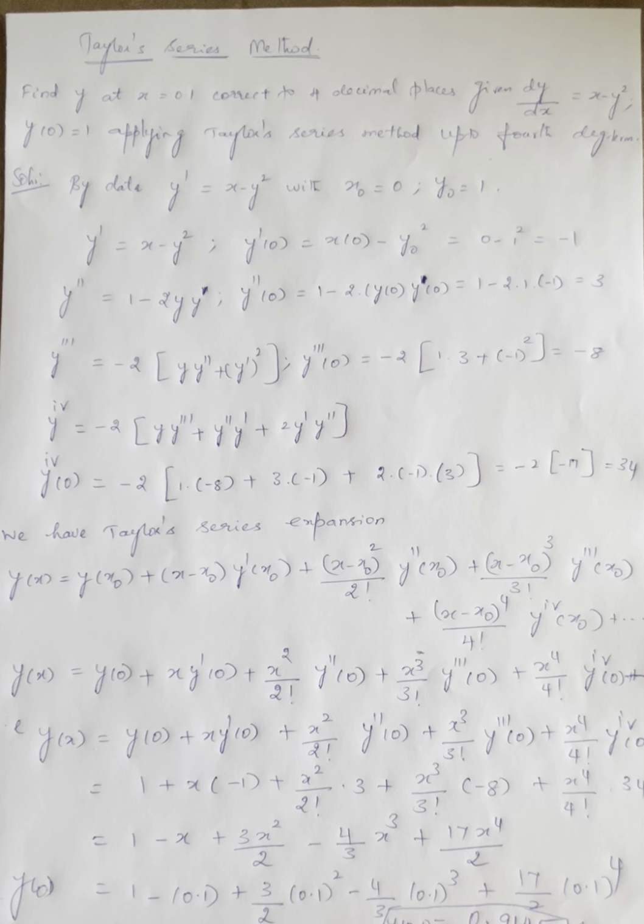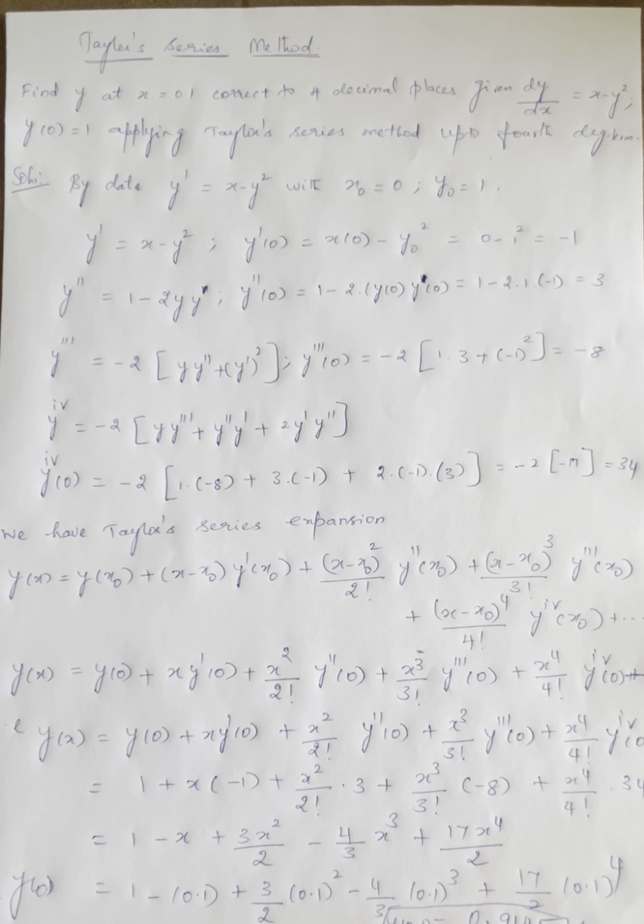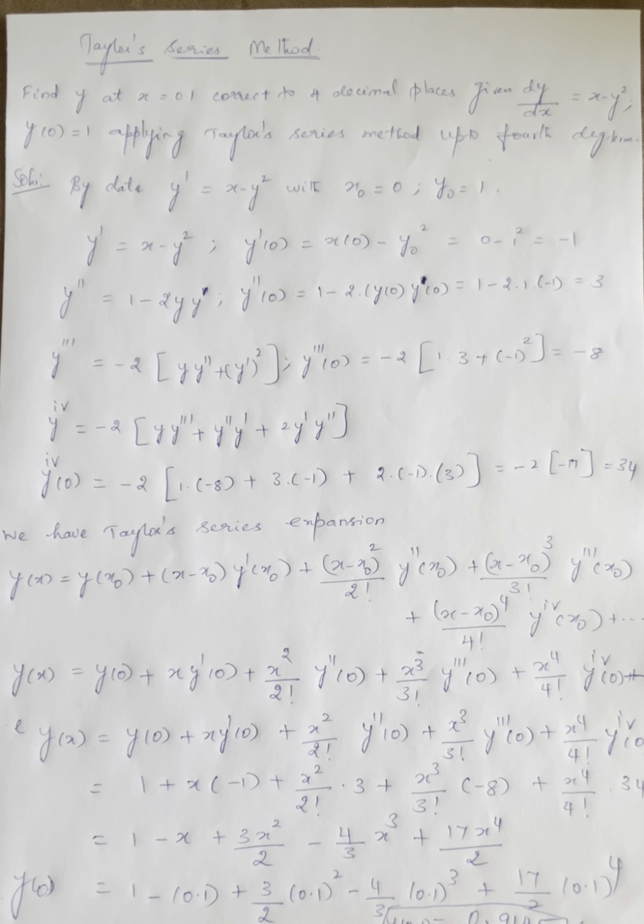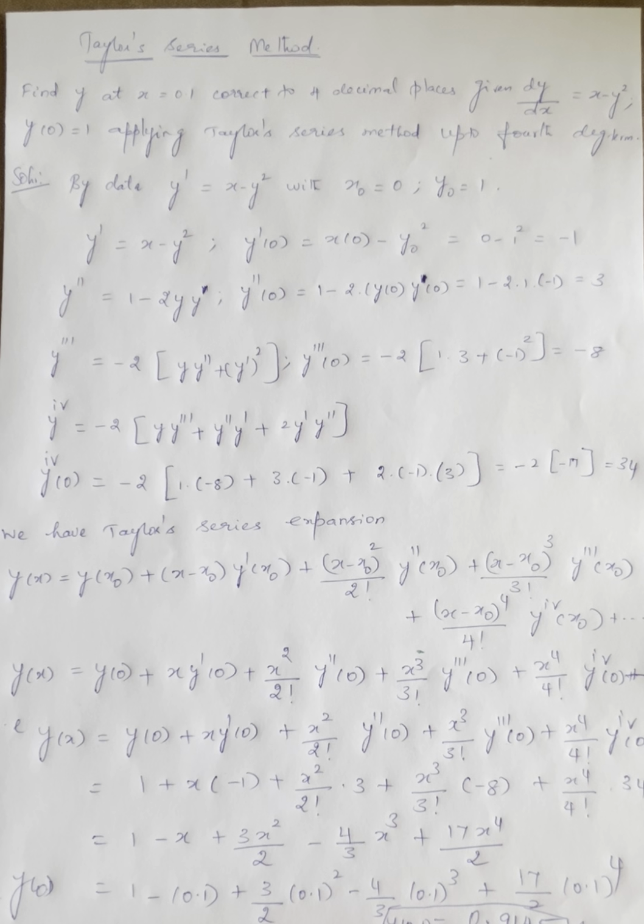And then y dash is equal to x minus y squared. I am just substituting the value of 0 here. So what is y dash of 0? We will find out. So y dash of 0 is x naught minus y naught squared. x naught is 0, and y naught we know is 1. So 0 minus 1 squared, that is going to be minus 1.